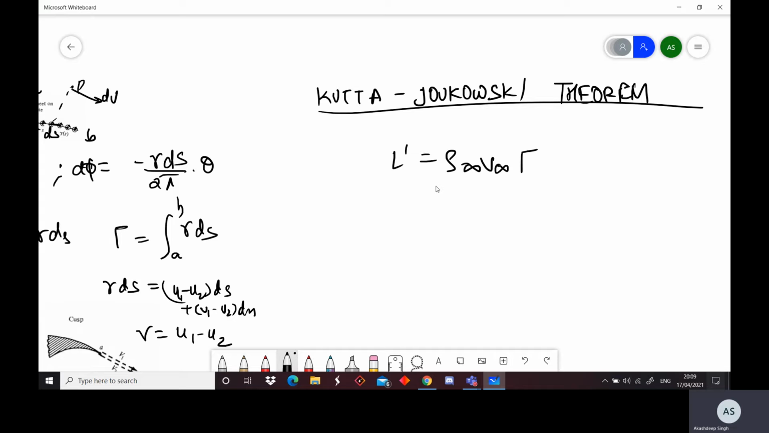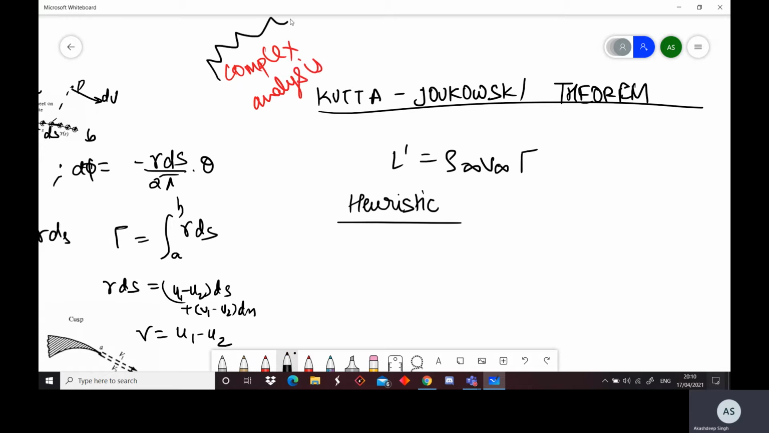So this particular theorem is a very important theorem. I'll derive it very briefly using heuristic arguments. We can derive it very formally using complex analysis, but I will avoid that now since we are specializing into the thin airfoil. I'll specifically derive it for that and use that theory to get the heuristic proof.